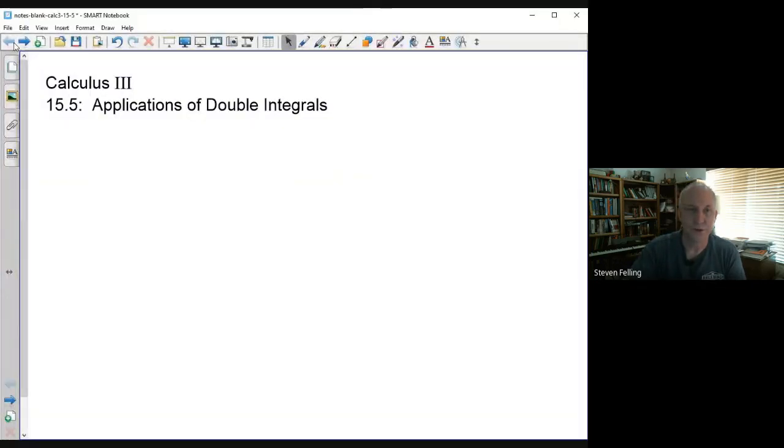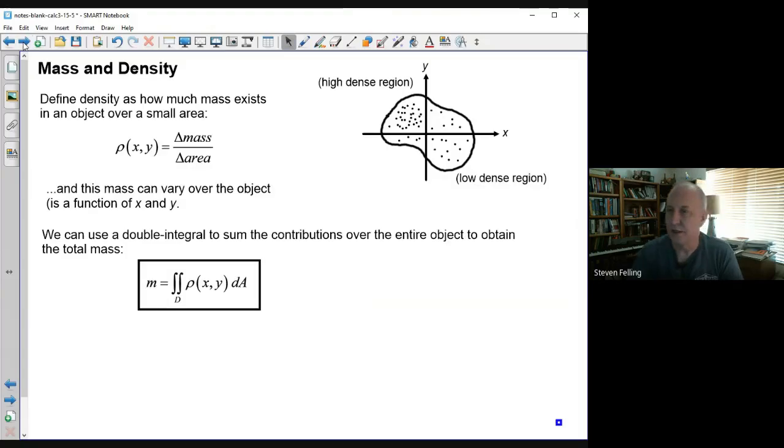All right, so double integrals, and later when we do triple integrals for three-dimensional space, are very useful, especially in physics, but in many areas. And we're just going to look at some sampling of some of the uses for double integrals. So one is when we deal with mass and density.